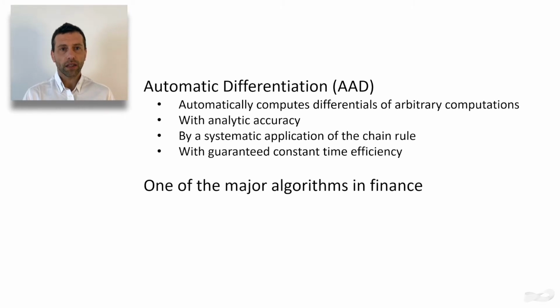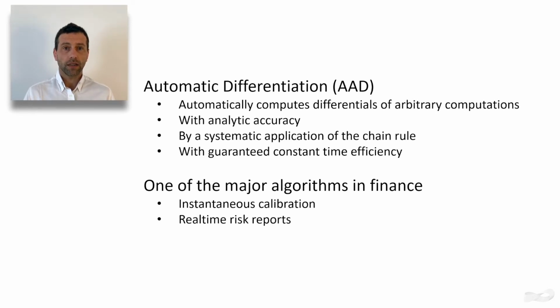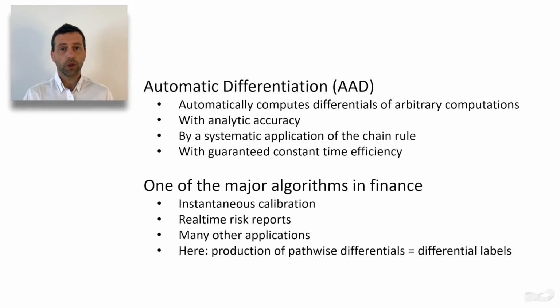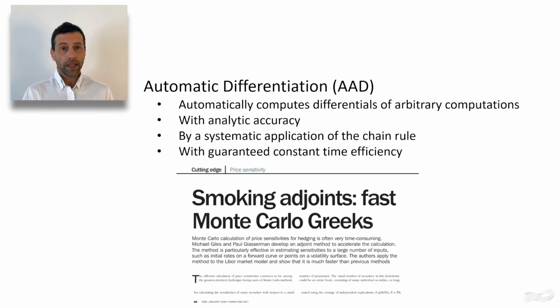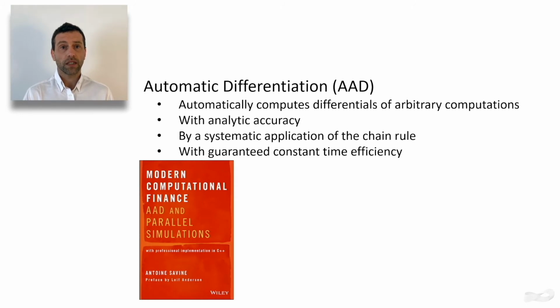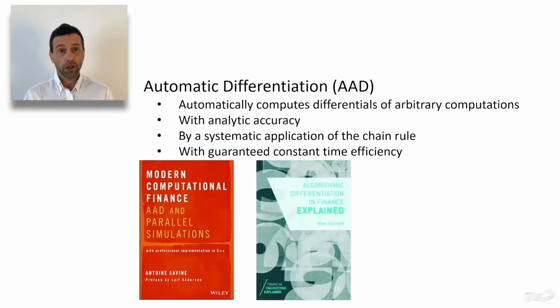AAD is now widely considered one of the major algorithms in quantitative finance. Its applications include instantaneous calibration, real-time risk reports, and many others. In the context of this talk, we use AAD to efficiently compute the pathwise differentials we need as differential labels for training pricing approximations. If you are not familiar with AAD, you can learn all about it in a vast amount of articles, including the founding Smoking Adjoints by Giles and Glasserman, as well as a variety of textbooks and even movie tutorials.